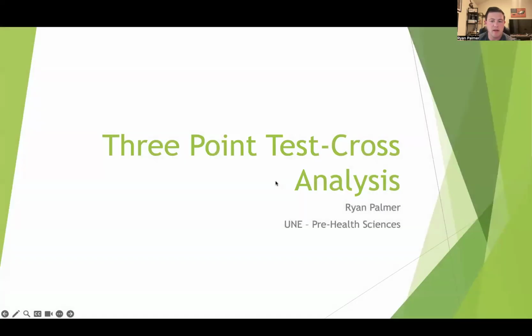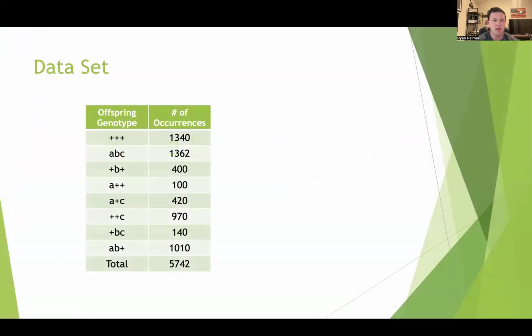And today we've got the three-point test cross analysis. So here we have our data set. We have on the left side offspring genotype, and on the right, the number of times that they occur. And at the bottom, we have the total number, which is 5,742.